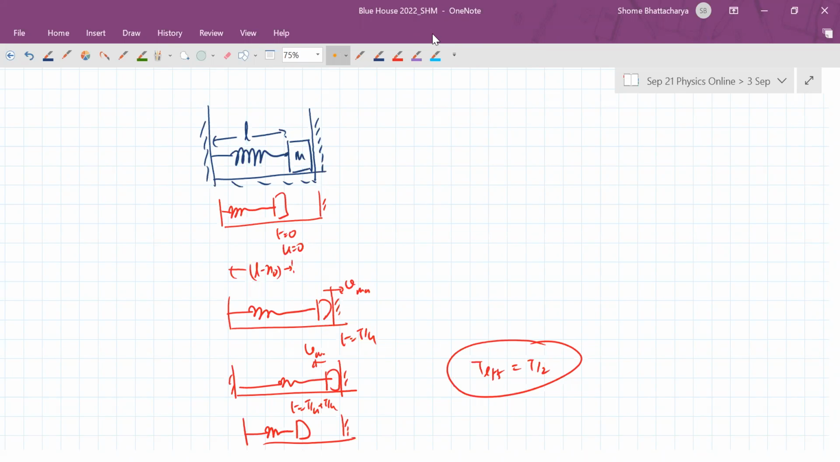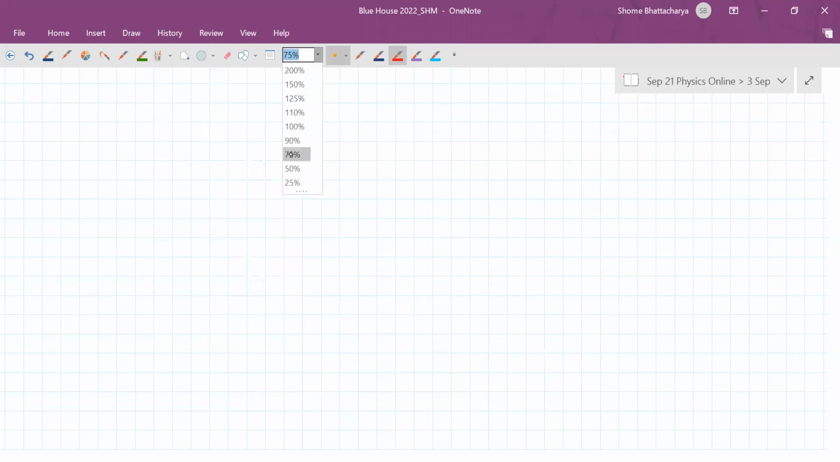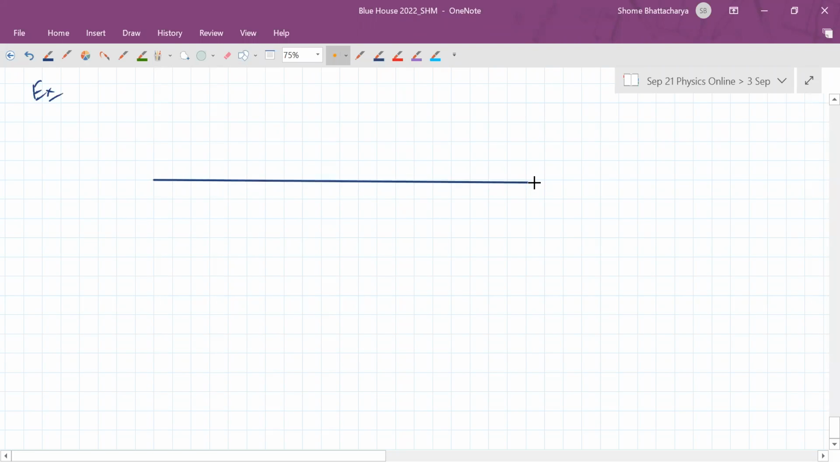Okay, so block is executing SHM on a rough surface under the action of external variable force. See, in general, if you just had a spring mass system, or if you just had an SHM, it doesn't matter what is driving the SHM, but on a rough surface, it would not be possible, no? Because I want the effective force to be restorative.